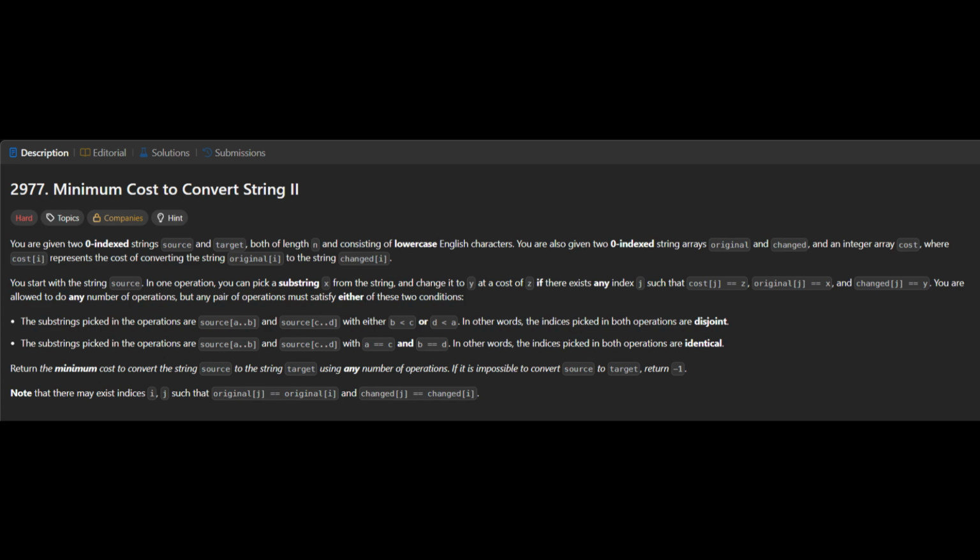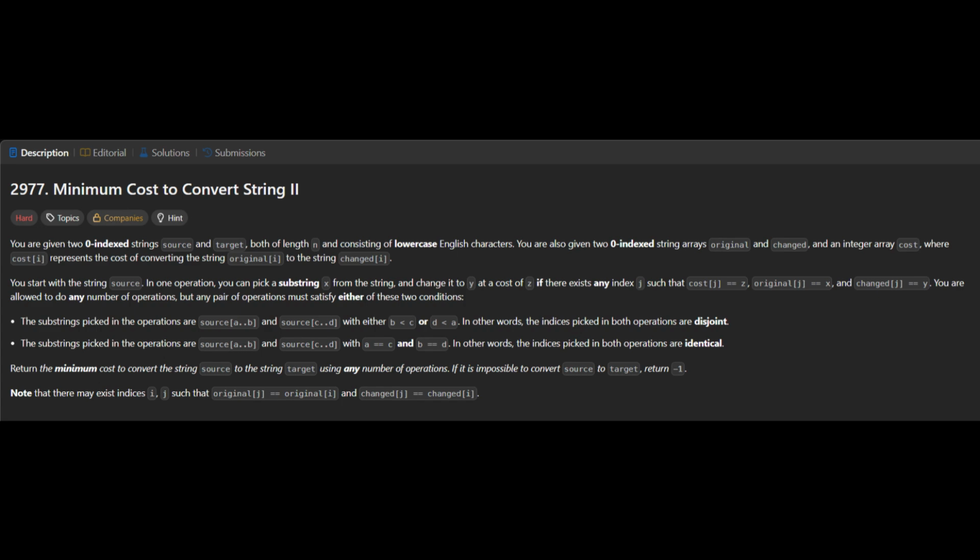We are also given three arrays. Original, substrings we are allowed to replace. Changed, what those substrings can become. Cost, how much each replacement costs. So if original of i is AB and changed of i is CD with cost 5, that means we are allowed to replace substring AB with CD by paying cost 5.